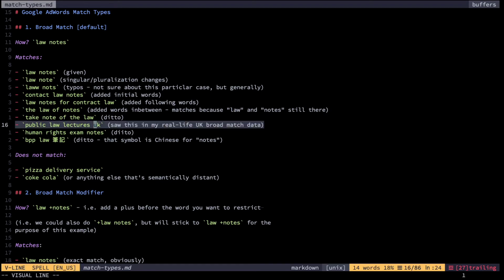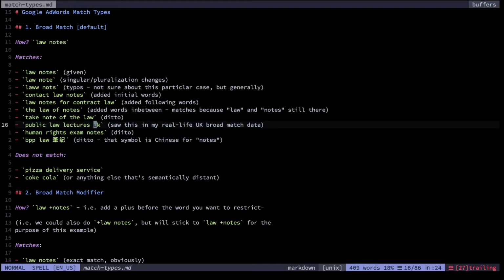The next 3 entries are quite exotic, and they justify the word broad in broad match. So these 3 aren't made up. They're from real data from one of my advertising campaigns in the UK that targeted law notes with a broad match. The first one is Public Law Lectures UK. Notice that the word notes isn't even in there at all. And lectures isn't really a synonym either. Yeah, it's related, but it's potentially something different.